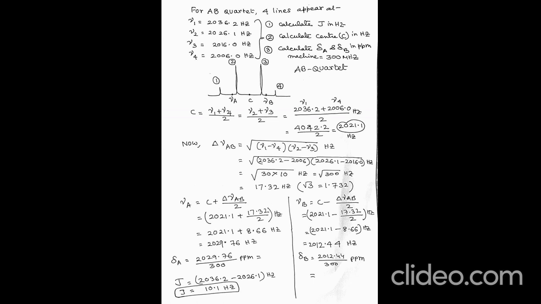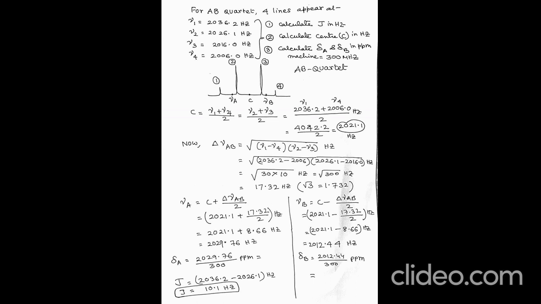So to proceed, we first have to calculate C, the center of this AB quartet. The formula is line number 1 plus line number 4 divided by 2, otherwise line number 2 plus line number 3 divided by 2. If we put all these values in, we get the C value, which is the center. Now after getting the center, we have to calculate nu A and nu B in Hertz, because these are all in the unit Hertz.